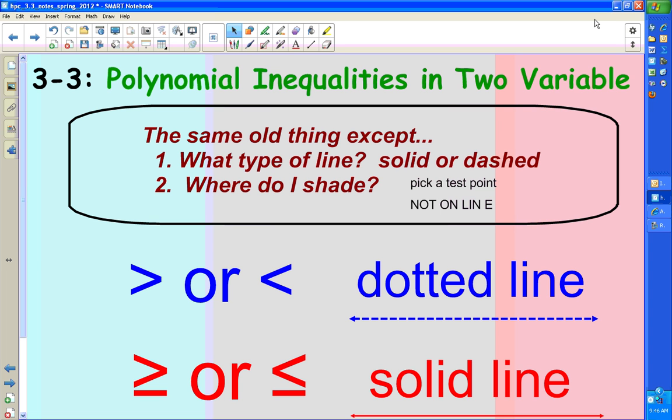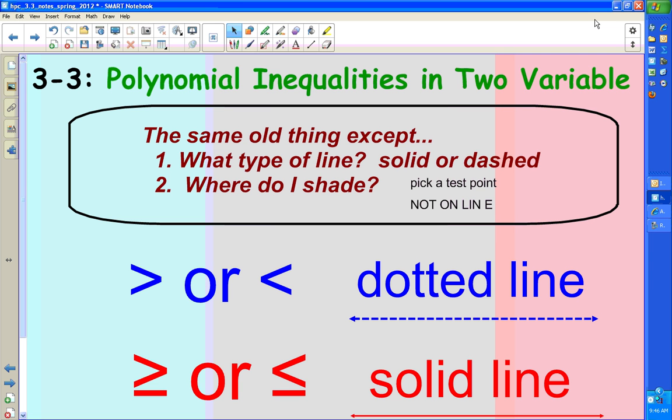In section 3, the only difference is instead of one variable, now we're in two variables. If you think back to Algebra 1, you did graphing inequalities in two variables, but almost all of them were linear. In fact, in Algebra 1, I'm sure they were all linear. You graphed a line, solid or dotted, and then what did you do?